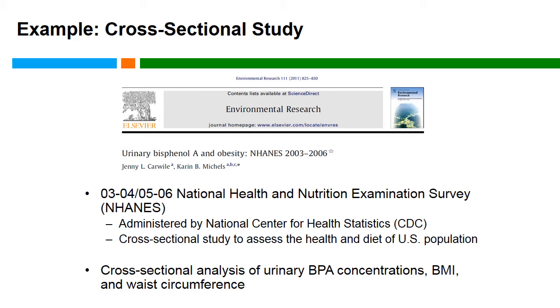NHANES is a cross-sectional study designed to assess the health of the U.S. population and to measure multiple environmental and other exposures in the population. NHANES data is collected cross-sectionally, but there's been multiple iterations over different years. But the sample each time is different, so it is not a longitudinal study.